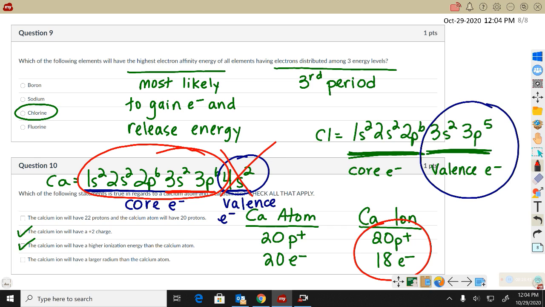And then finally, the calcium ion will have a smaller radius versus the calcium atom, because now I've lost those electrons in the 4th energy level, so my highest energy level is only the 3rd. Cool. So let me know if you had any questions or you want any extra explanation on anything that you saw in this quiz.